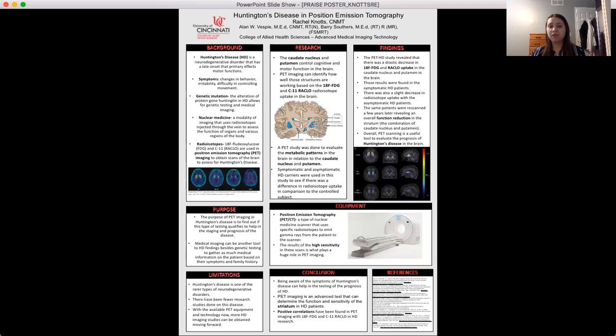From the study, there was also a slight decrease in that uptake in the brain for the asymptomatic patients as well. So there both seems to be a decrease in uptake.